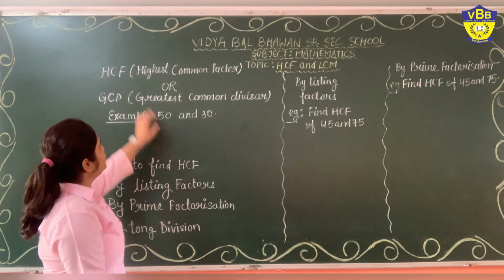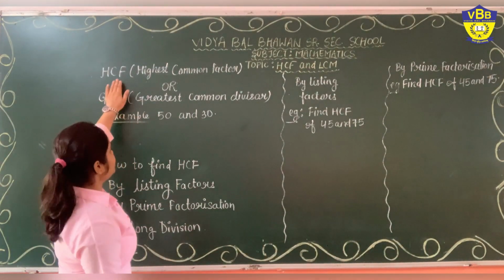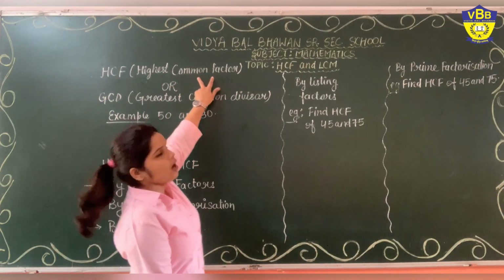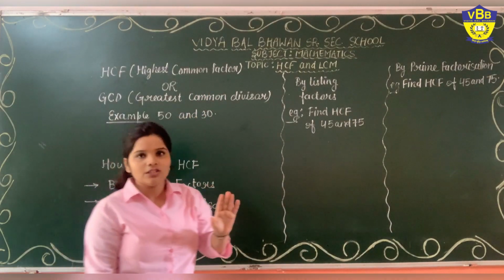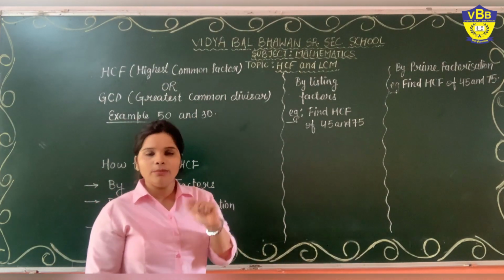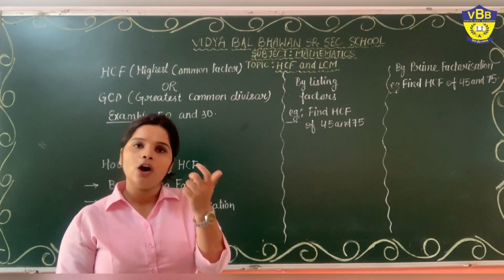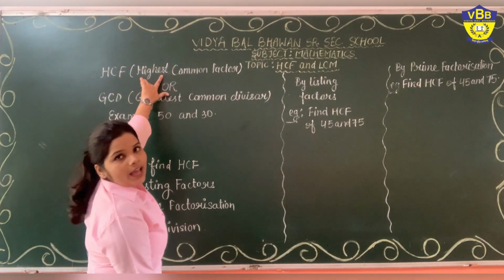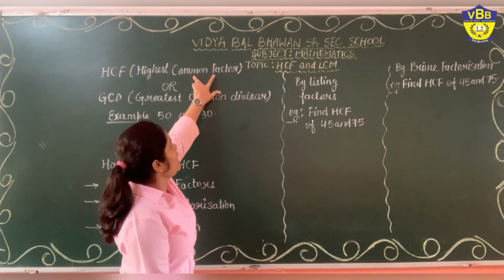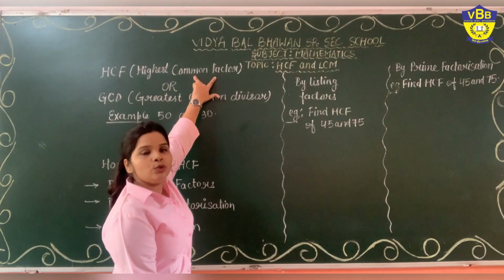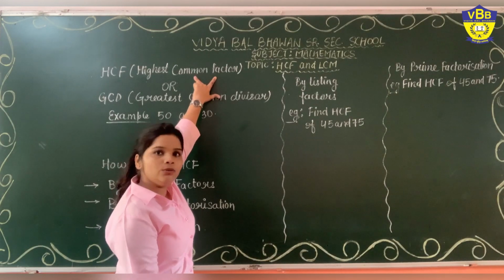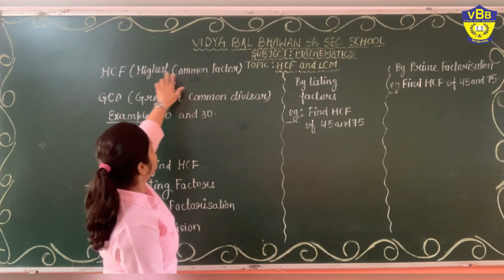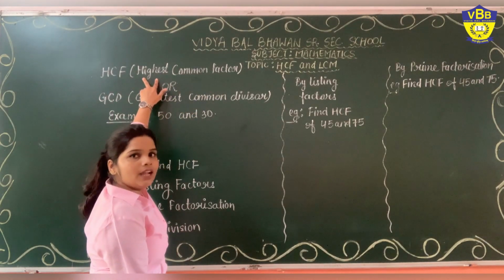If we talk about HCF, HCF is basically the highest common factor. We have studied common factors. We list the factors of the given numbers and then find the numbers which are common in both. So here, one more word is added to common factors. We have already discussed how to list the factors and find the common ones among the given numbers. Now, after common factor, one more word is added, that is highest.